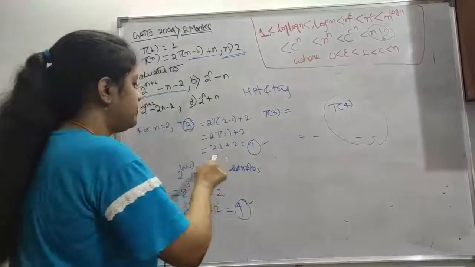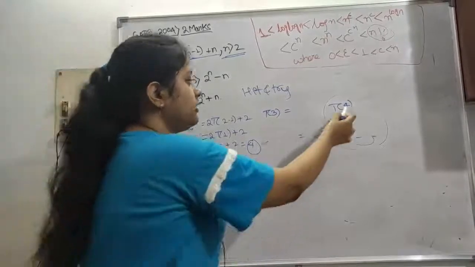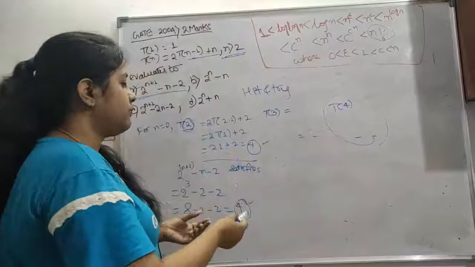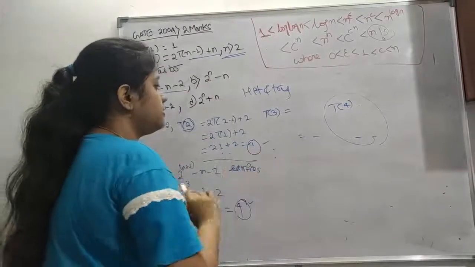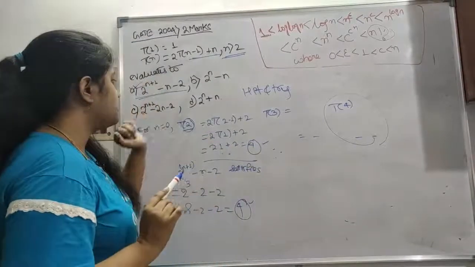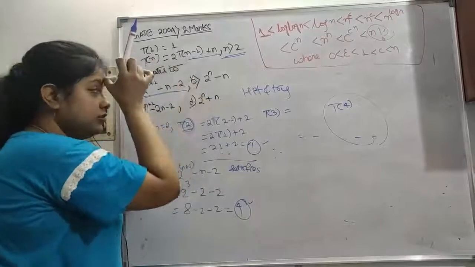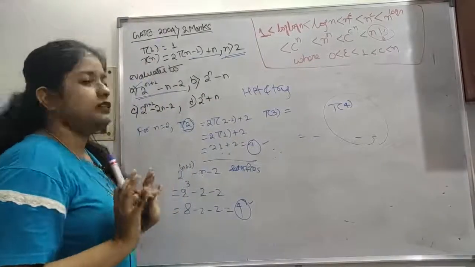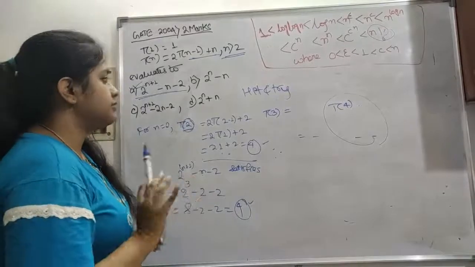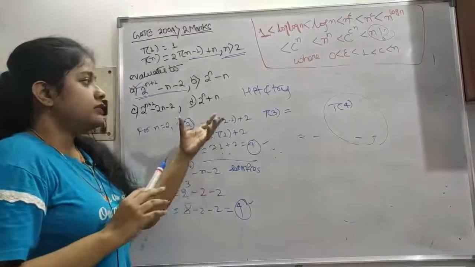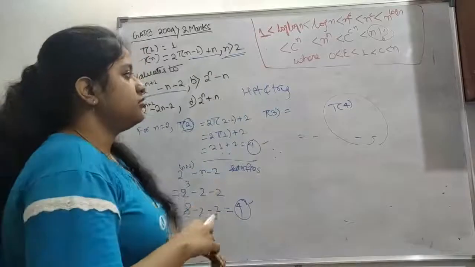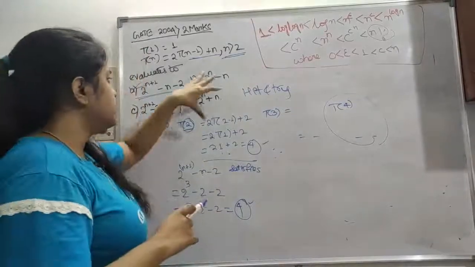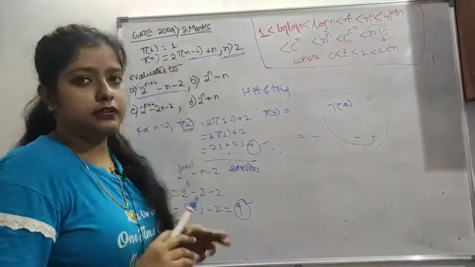So I have taken this example, but here you can find t of 4 just by substituting. Then you can check with the options. So whichever option is giving you the correct answer, just take it out. Okay, so nothing complex here, just a simple way. Because if you try to solve the recurrence relation, it will take some time. So here by just substituting you will get the answer correctly.